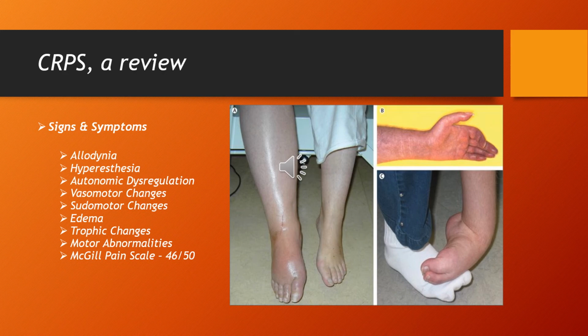In addition, we have plantar flexion and inversion of the ankle, and flexion of the toes. Edema and increased hair growth are also visible. As we learned, CRPS is rated overall on a scale of 46 to 50 on the McGill pain scale. This even rates higher than phantom limb pain, unprepared childbirth, amputation of a digit, or even trigeminal neuralgia.